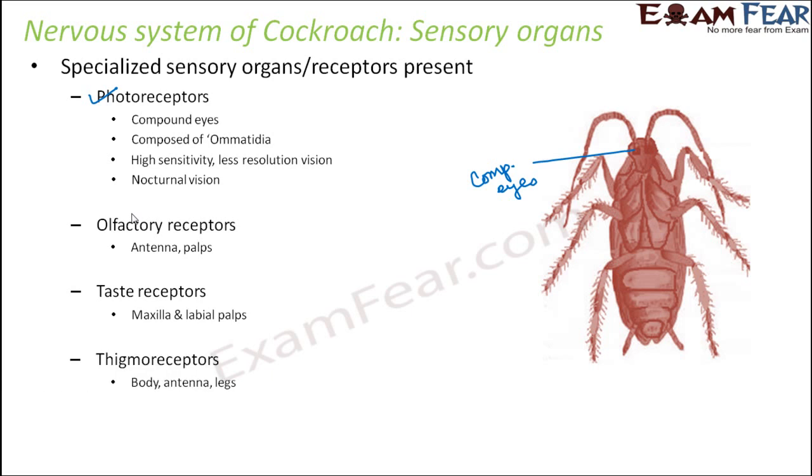Thigmoreceptors, that is receptors to touch. So how can they feel touch? Their entire body, antenna, legs. That is why even if you touch the antenna of the cockroach, you will see that it will react. It could feel that touch.